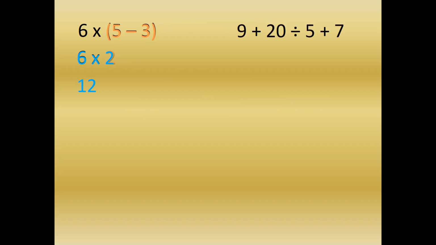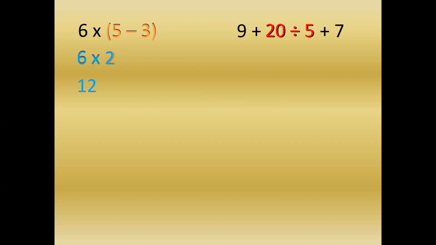This one's a little bit more complicated. So it's 9 plus 20 divided by 5 plus 7. So the very first thing we have to look for is our brackets. Are there any brackets in this question? No. So then we have to look at division. Is there any division questions? Yes. So 20 divided by 5 is our very first step.